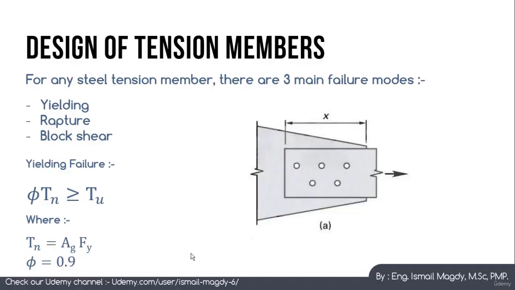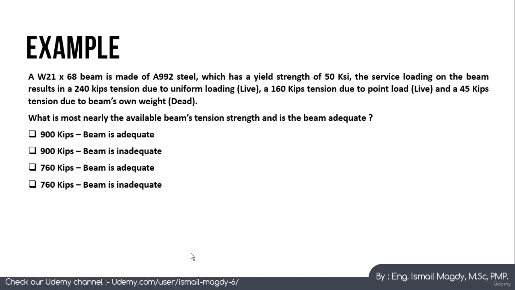So let's have an example on this. Here we have a W21x68 beam. This is the section name, made of A992 steel, which has a yield strength of 50 ksi. The service loading on this beam results in a 240 kips tension due to live load, and 160 kips tension due to live load also, and 45 kips tension load due to self weight, which is dead. What is most nearly the available beam's tension strength, and is the beam adequate?